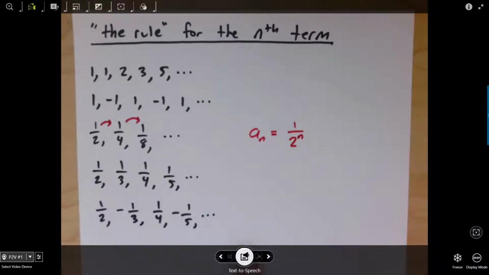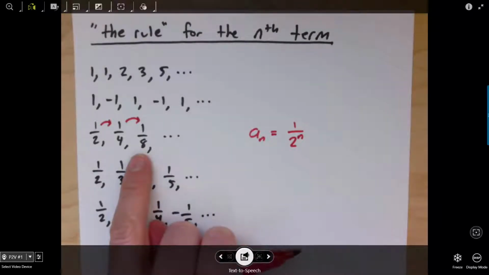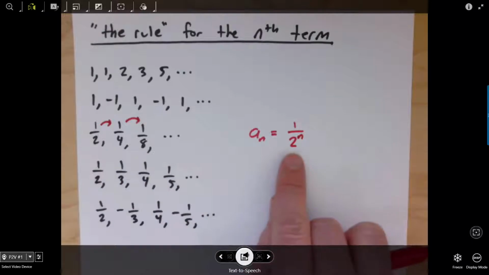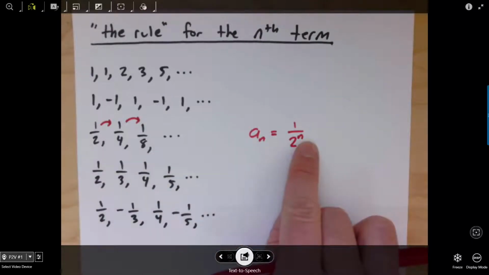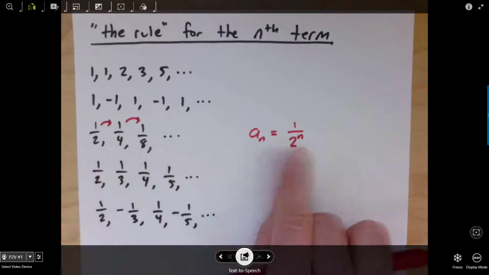And then you could just double check that this makes sense by plugging in a couple values of n and verifying it's giving you the right number in the sequence. So when n is 1, that should give me 1/2. And 2 to the 1 is 2, so it does. When n is 2, it should give me 1/4, and it does.